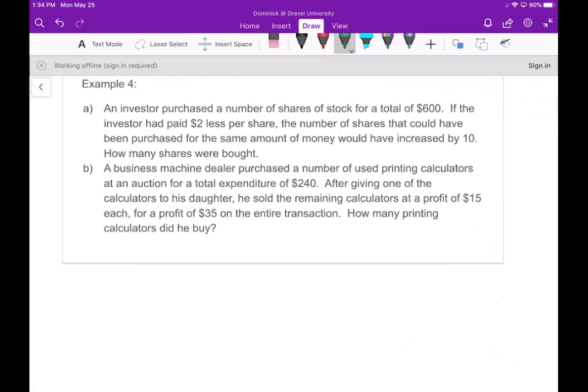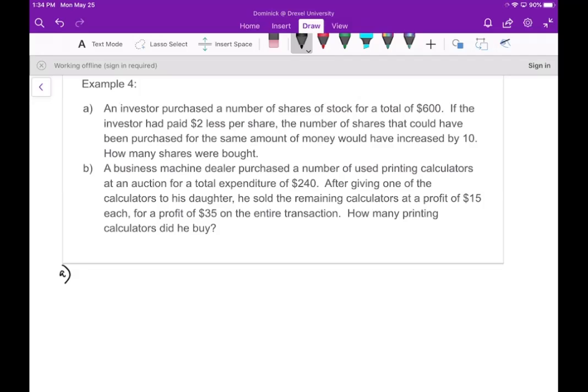In part A, we have that an investor purchased a number of shares of stock for a total of 600. So now we are told that if the investor had paid $2 less per share, the number of shares that could have been purchased for the same amount of money would have increased by 10. We want to know how many shares were bought.